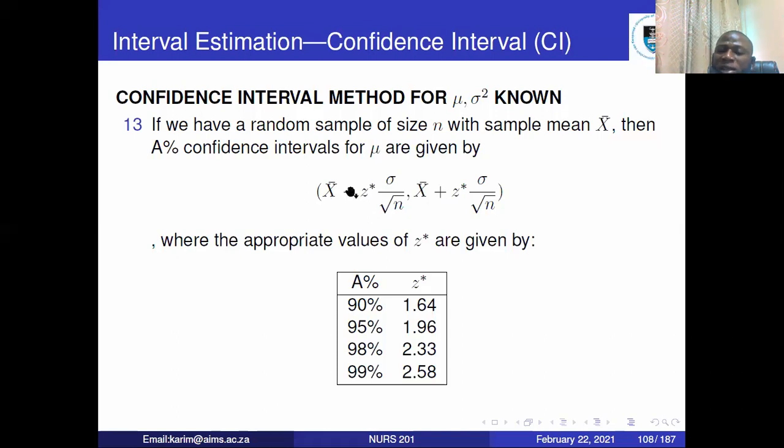When I get the value, I subtract it from X, from the mean of the sample, and then I add it to the mean of the sample. And that will give me my confidence interval.